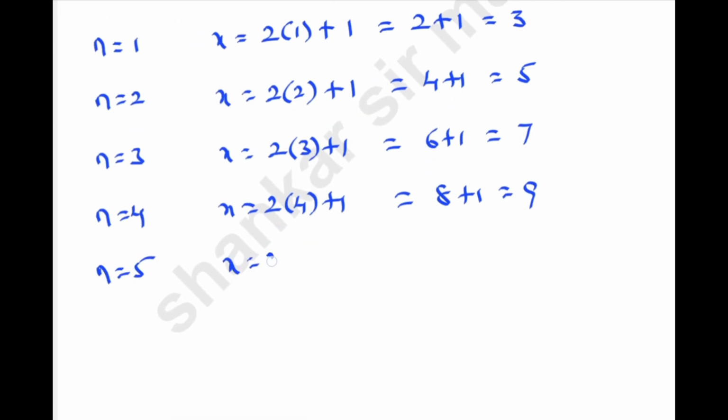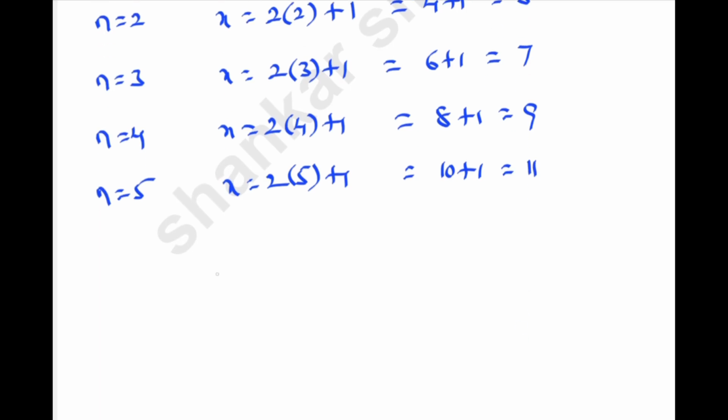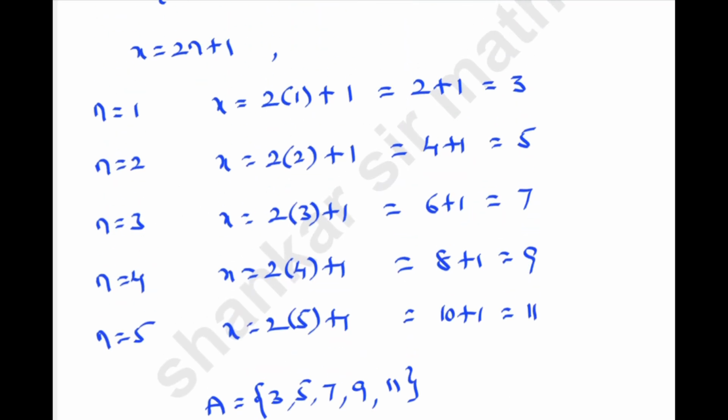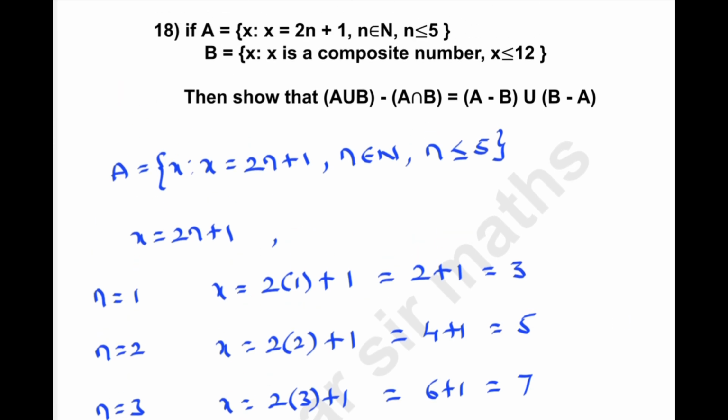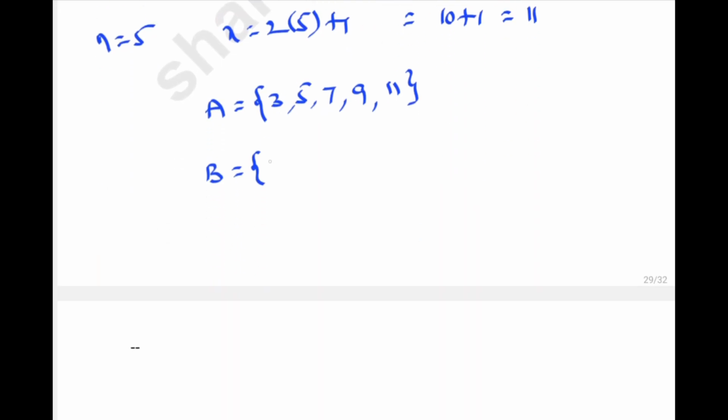If n value is 5, then 10 plus 1 equals 11. Therefore, set A will be 3, 5, 7, 9, 11. So what is the set B there? Set B is the composite numbers up to 12. So the composite numbers will be 4, 6, 8, 9, 10 and 12.